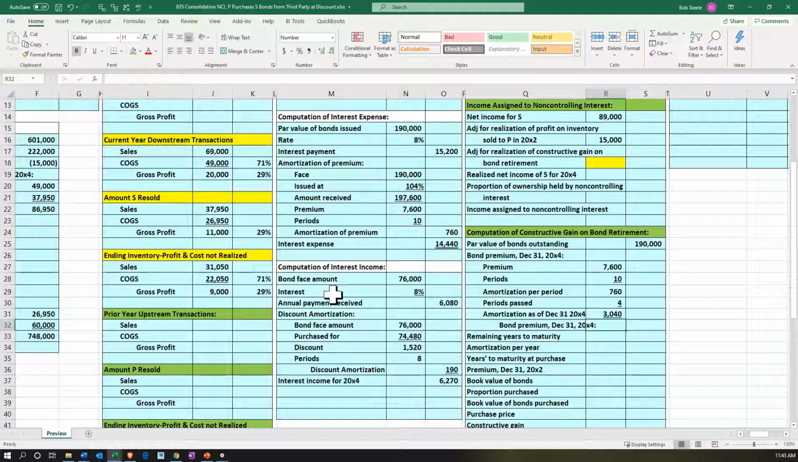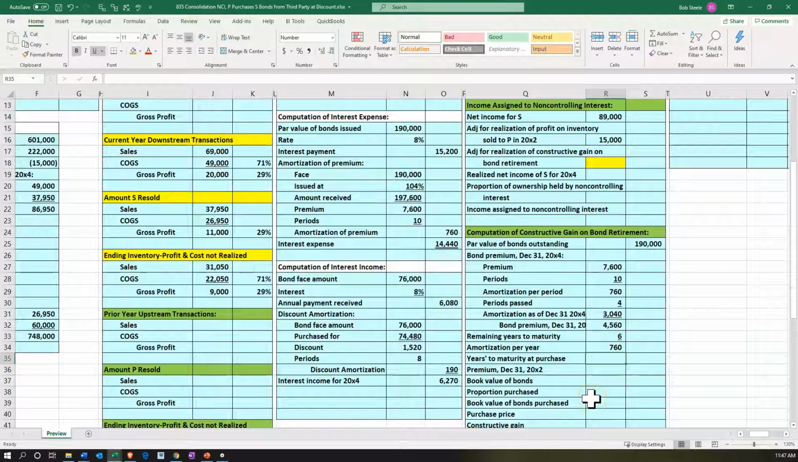So then we're going to take that 3,040, and the bond premium at this point will be the 7,600 minus the 3,040. That's going to be the bond premium as of December 31st, 2000x4. Now the remaining years to maturity are just going to be that 10 minus the 4, so there's still 6 years to maturity. I'm going to say the amortization per year is going to be that 4,560 divided by 6, which is just going to be that same 760 because we're using straight line amortization. So we still got the 760.